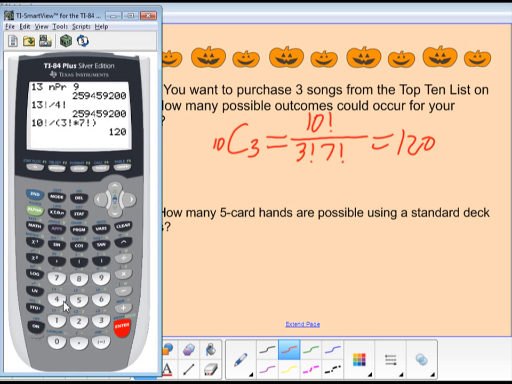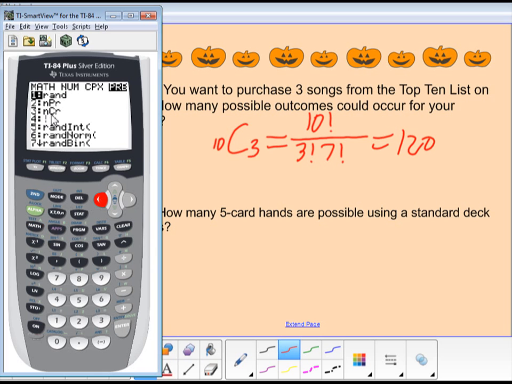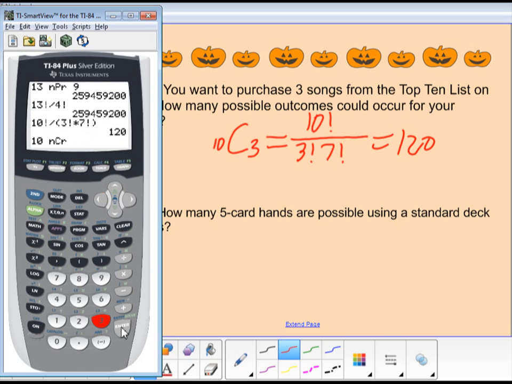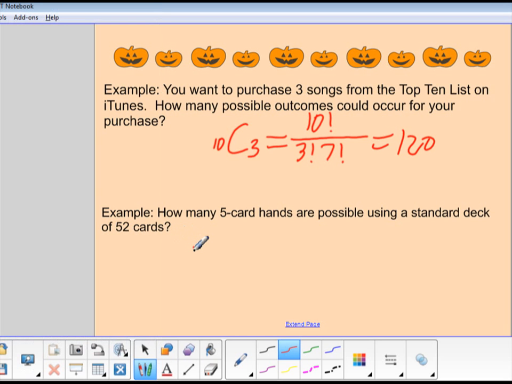And again, I just want to show you an easier way to do that using a graphing calculator and your scientific, which is to do 10, math, probability, and now we have nCr there. So 10 nCr 3. And we get the same answer. Just a little bit easier way to type it. Okay. I've got another example there. Well, let's do that really quick.